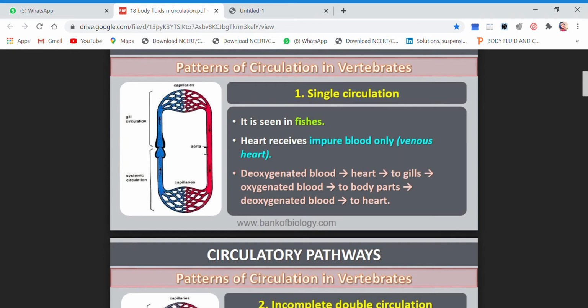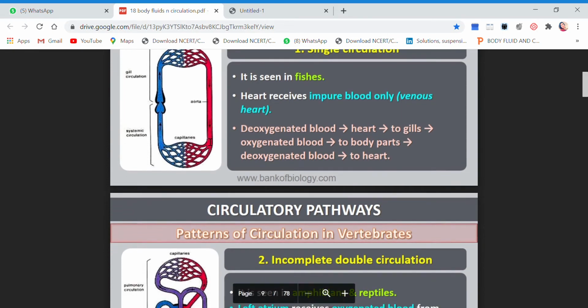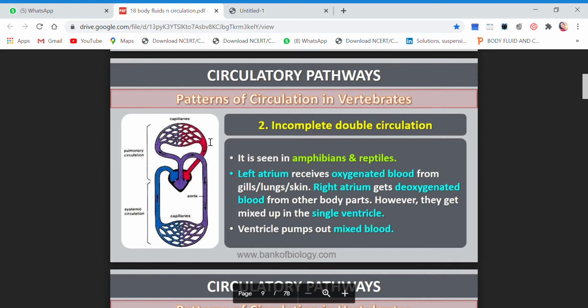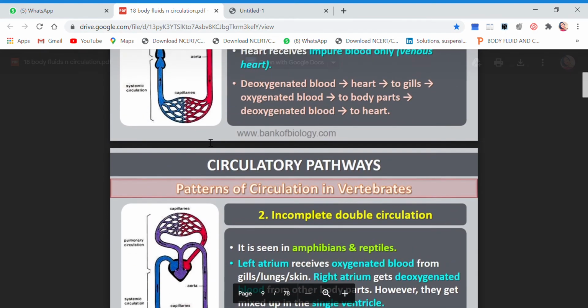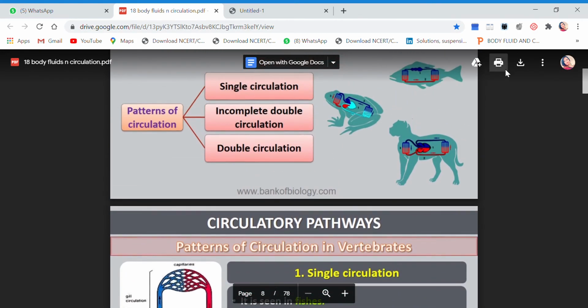You see the arrows, it's a single circulation, right? In the next video, I will be telling you about the patterns of circulation in amphibia, reptiles, birds and mammals. Okay, thank you.